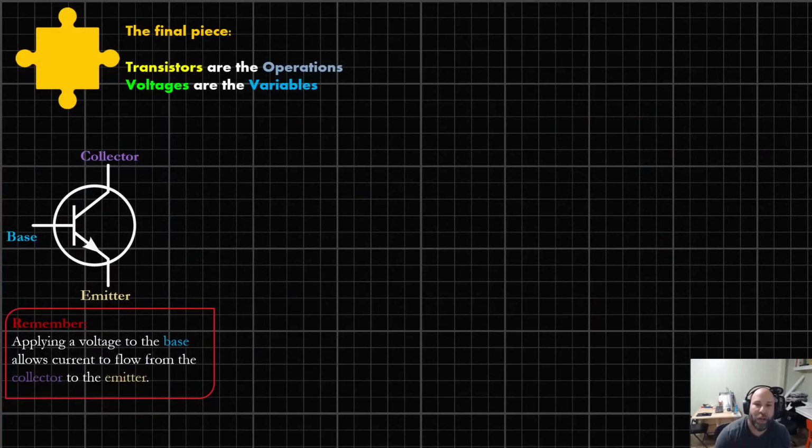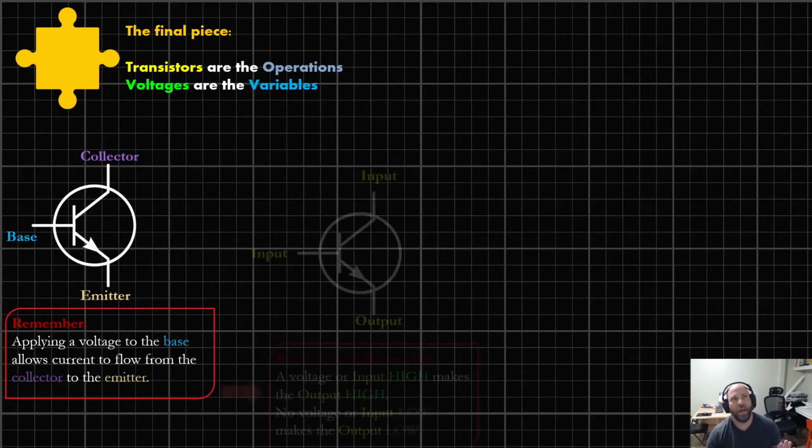Boom. The final piece is that physical device transistors are the operations and the voltages are the variables. You guys were there the entire time, but now we're putting words to it. We know that when we have a transistor, by using a small amount of voltage at the base, it allows voltage to flow through the collector and come out the emitter. We talked about that last lecture. You guys had it down pat.